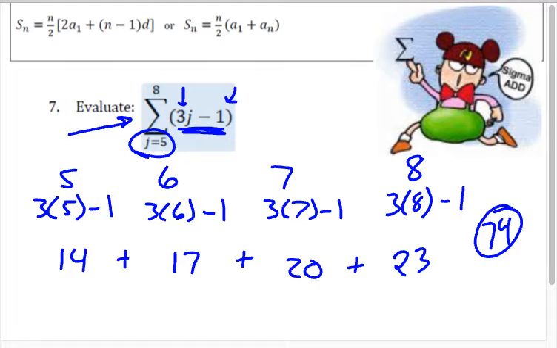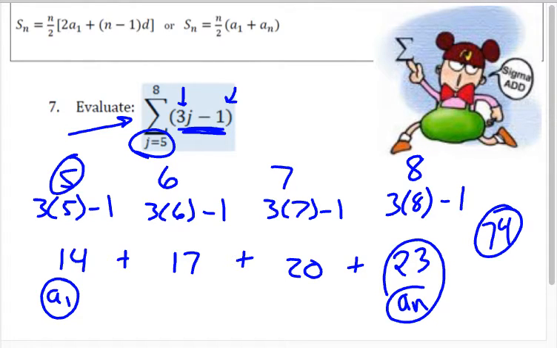You could, but I would probably just get your first term. This is still a sub 1. Even though we started with 5, it's still my first term. This is still a sub n. Okay? Now, the other term that we have to find here, if we're going to use that second formula, is n. Even if we're going to use the first formula, we'd use n.